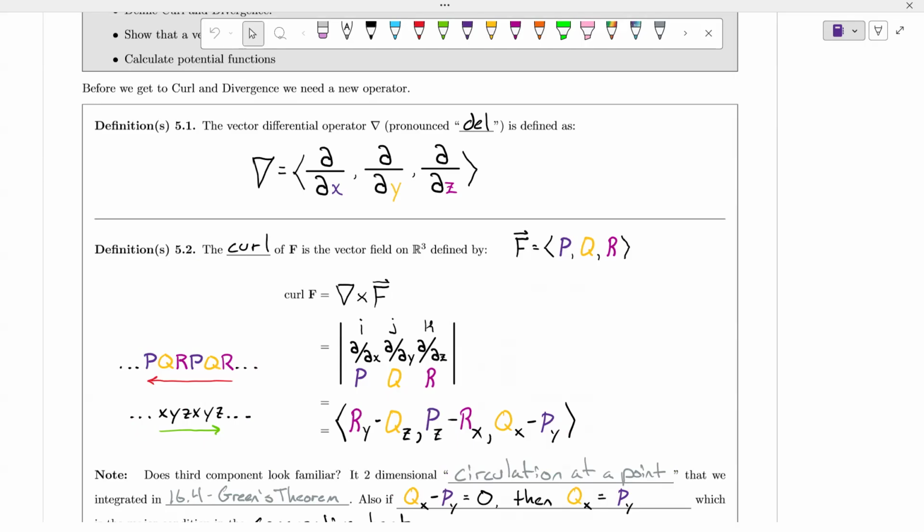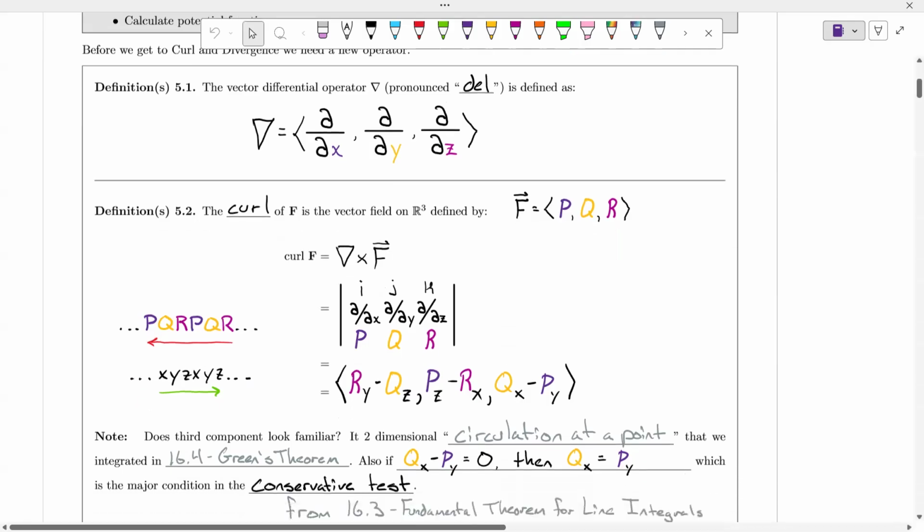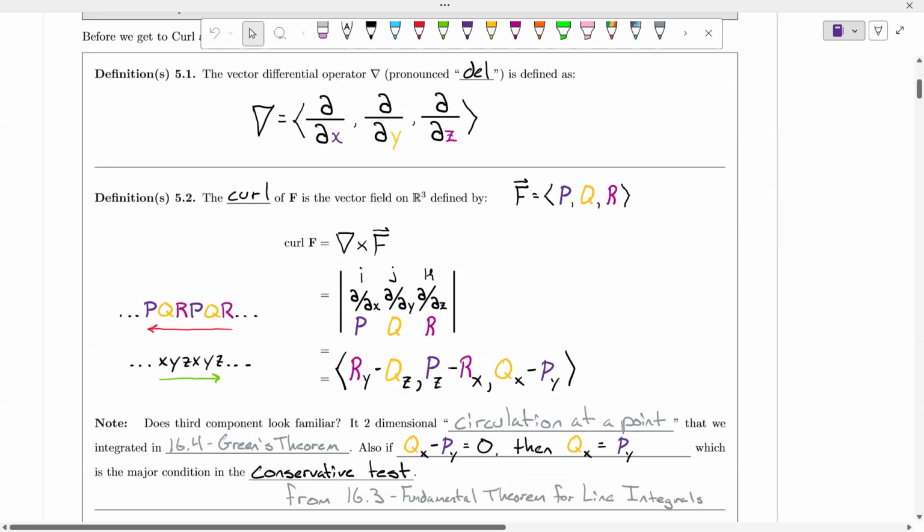But for starters, we're going to look at the curl of some field F. And it's just the cross product of the del operator with our field, PQR. So we write out our 3x3 determinant that we need to take the cross product of: ijk across the top row, our partial derivatives across the middle row, and then PQR across the bottom row. And you get that super fun looking vector function. R partial y minus Q partial z for the first component, P partial z minus R partial x for the y component, and Q partial x minus P partial y for the third component.